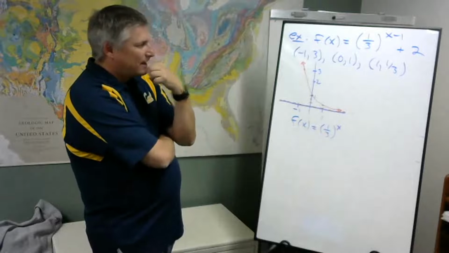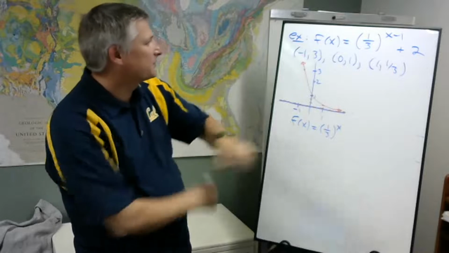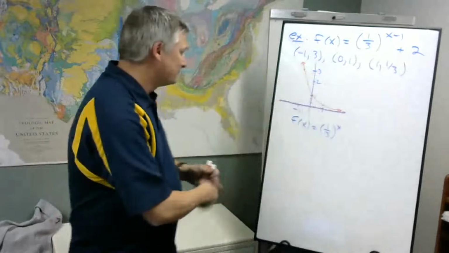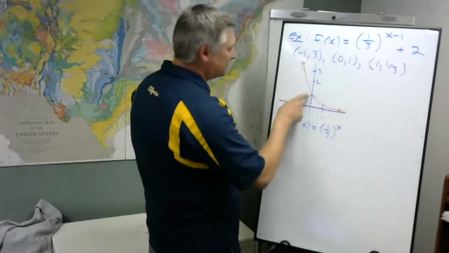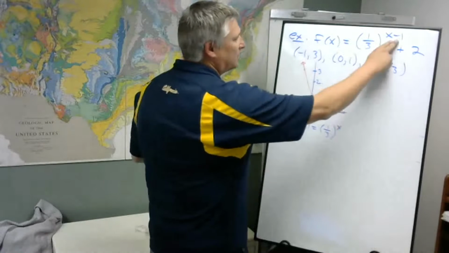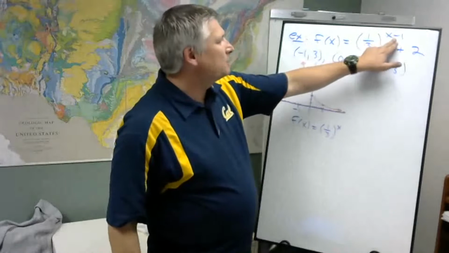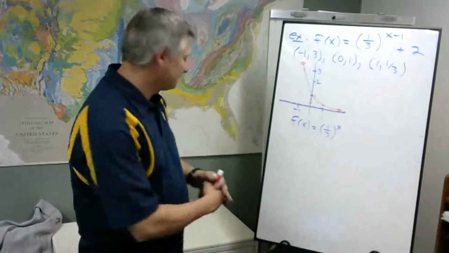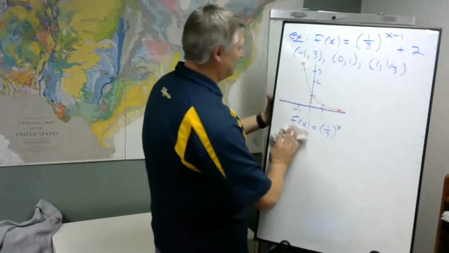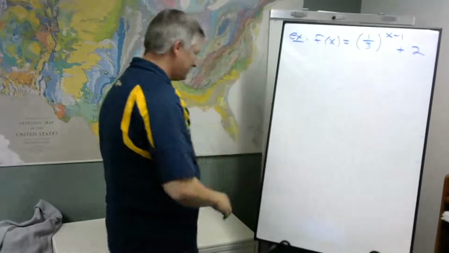So now we need to do the transformation, and we're going to do the horizontal transformation first, x minus 1. What this means is we're going to take each of these points and shift it over 1 to the right. Remember, x minus 1 means we shift to the right, x plus means we shift to the left. Sort of counterintuitive, but that's what we do.